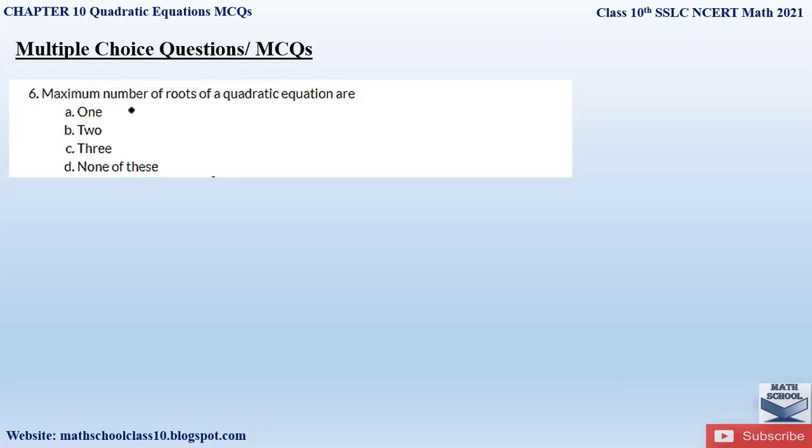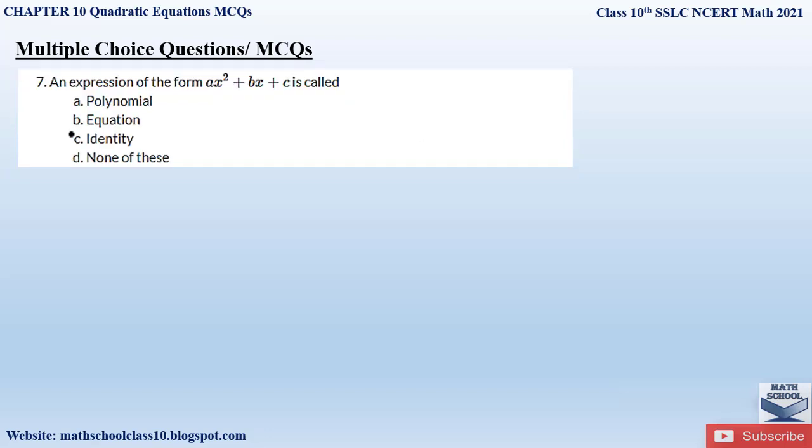Question number 6. Maximum number of roots of a quadratic equation are. So how many roots do we get in a quadratic equation of the form ax square plus bx plus c equal to 0? Usually we will get 2 values for x, right? Therefore, we get 2 roots for a given quadratic equation. Therefore, the maximum number of roots in a quadratic equation are 2. That is option B.